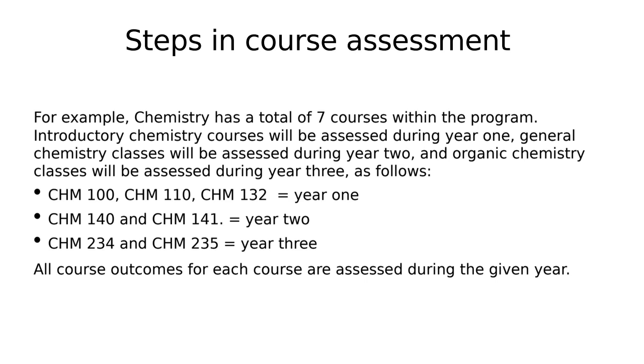And then lastly, in year 3, which will be next year, our organic chemistry classes, 234 and 235, will be assessed. And what we're doing is we're making sure that we assess all course outcomes for each course assessed during the given year. And again, that might change based on how your program is running assessment. So for chemistry, each of our courses have approximately 4 to 6 course outcomes, and we're looking at assessing those course outcomes for each of the courses we're going to be assessing.